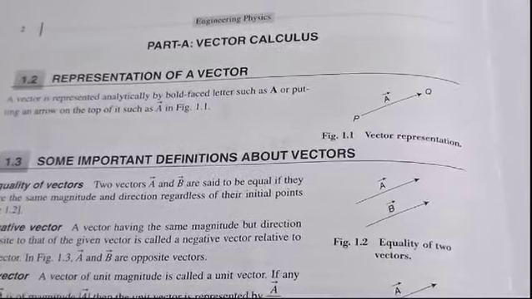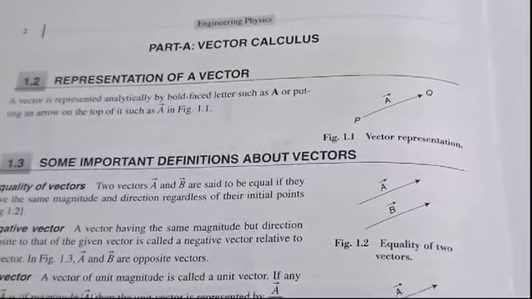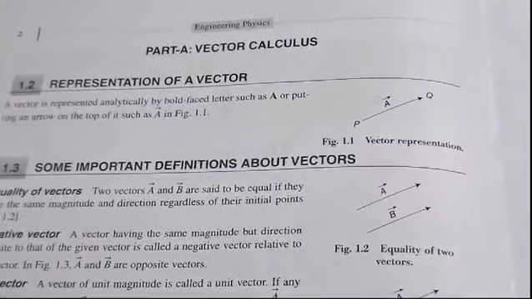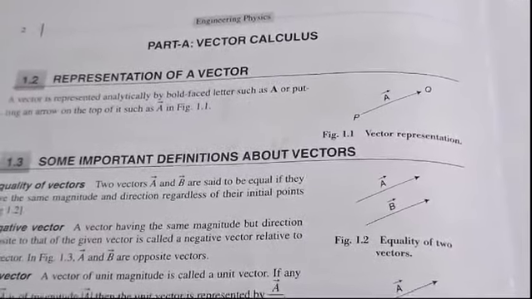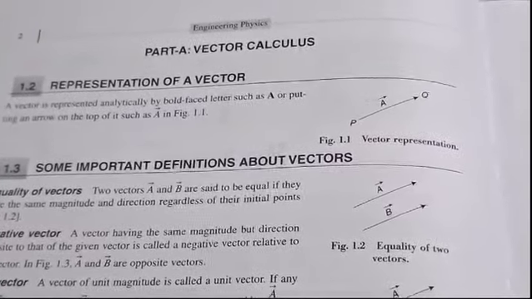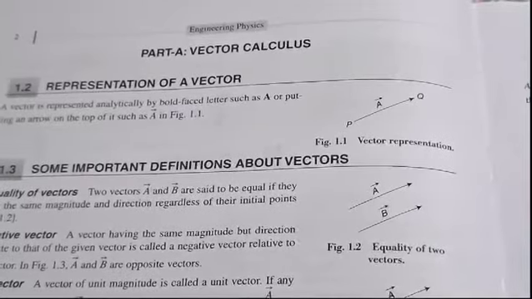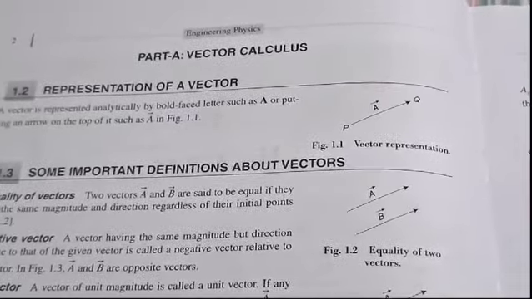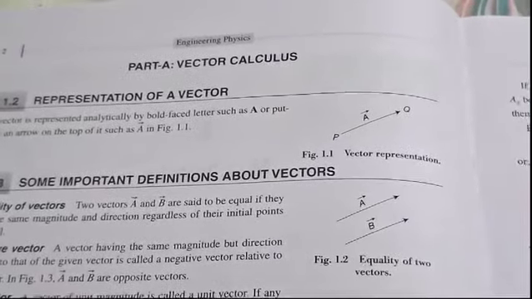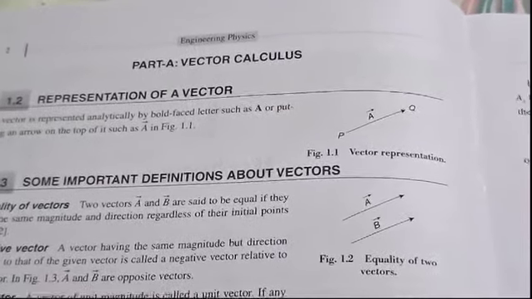So let us revisit the terms scalars and vectors. Scalars. A scalar quantity is a quantity that has only magnitude, no direction. So it means scalars have only magnitude, they don't have any directions. Example, length, area, etc.